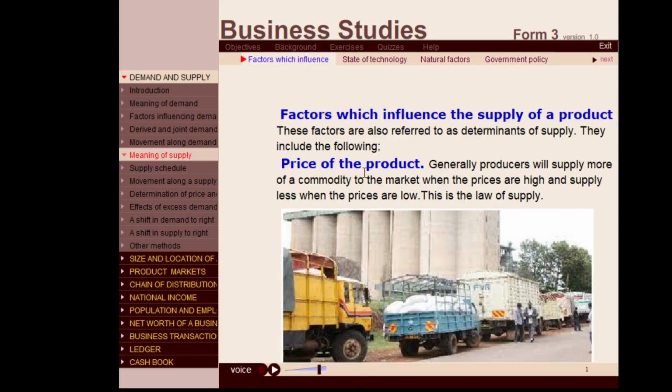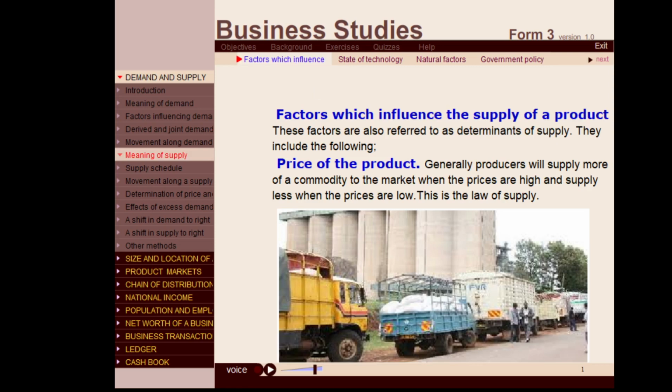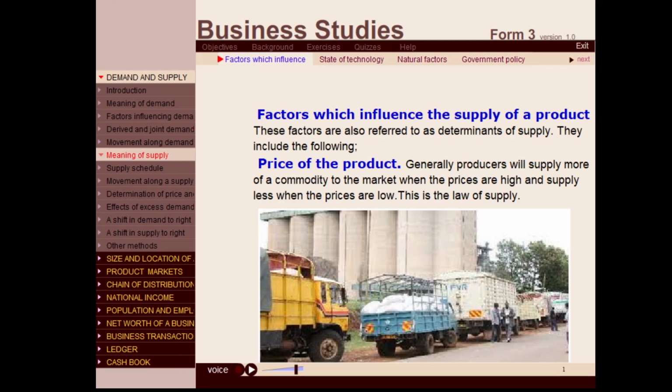Factors which influence the supply of a product. These factors are also referred to as determinants of supply. They include the following: price of the product. Generally, producers will supply more of a commodity to the market when the prices are high and supply less when the prices are low. This is the law of supply.